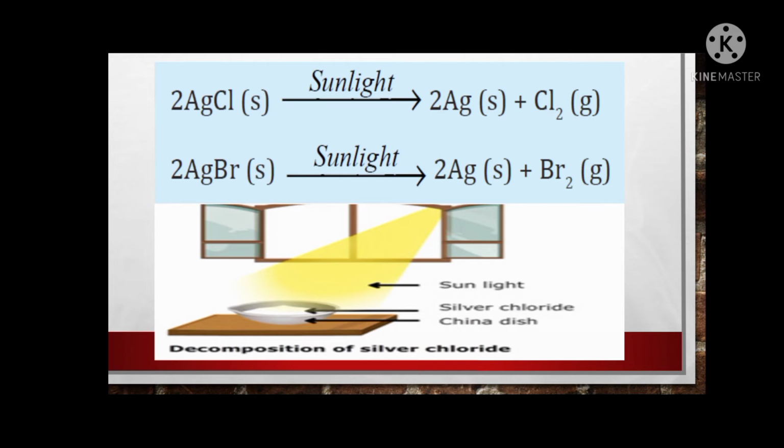If you put it in the form of an equation, it will be like this: 2AgCl exposed to the sunlight gives rise to 2Ag plus Cl2. Similarly, 2AgBr on exposing to the sunlight produces 2Ag plus Br2.